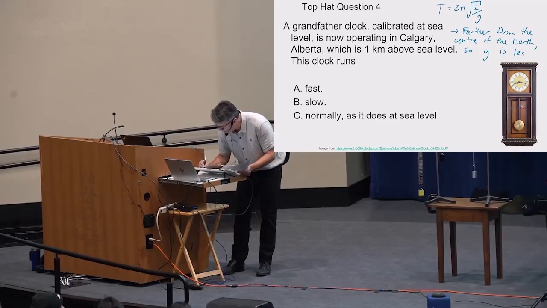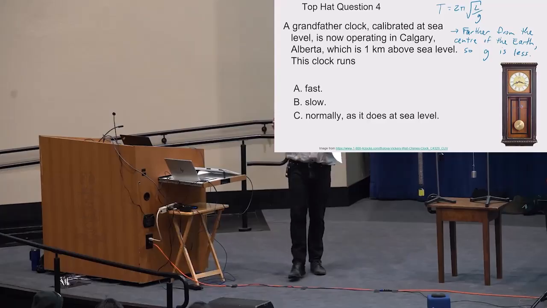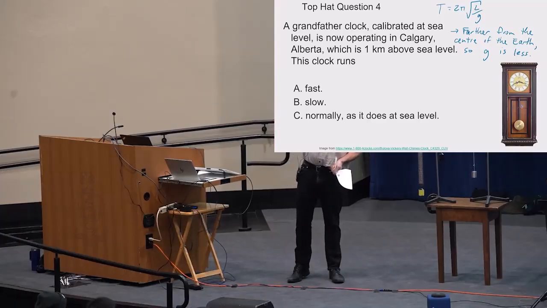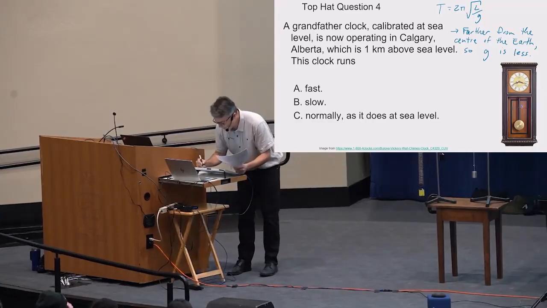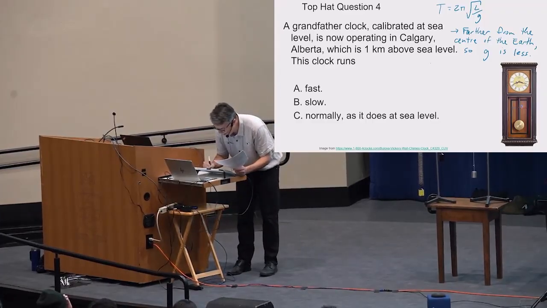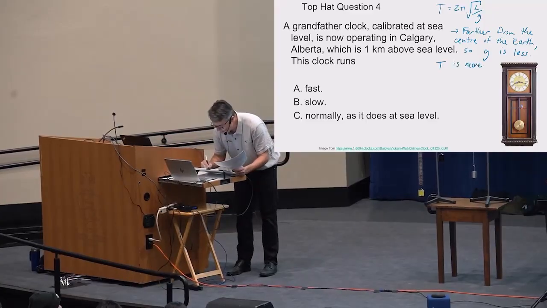There's actually a second-year lab experiment where you measure the acceleration due to gravity very, very precisely, and then you go up the stairs of the Burton Tower and watch as g decreases as you get up to the 13th floor. So what does that mean? If g is less, then T, since g is in the denominator, is more. So what does that mean?